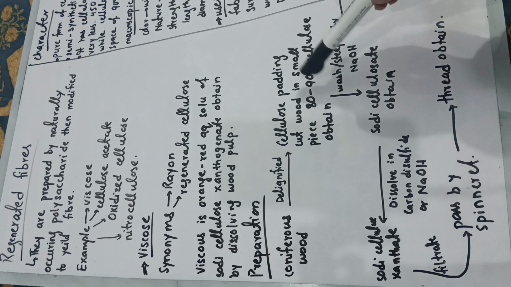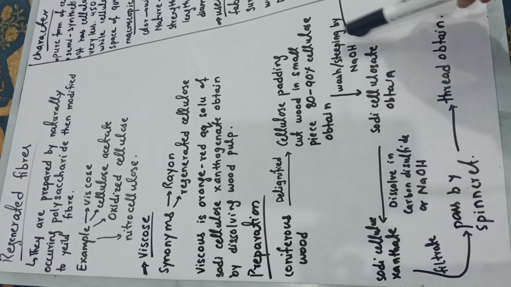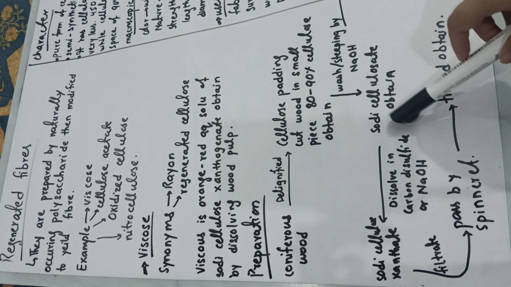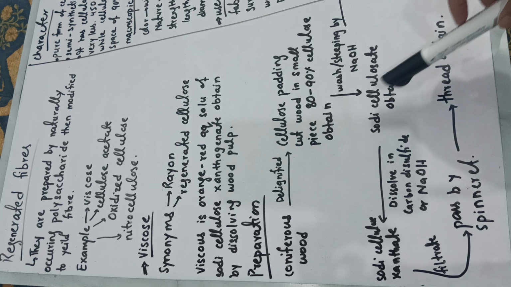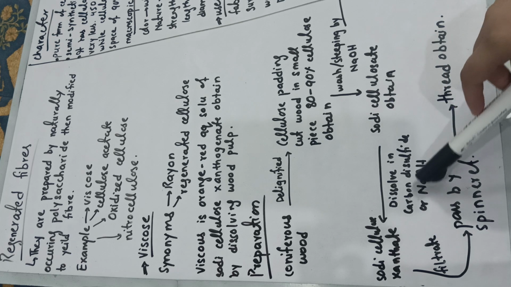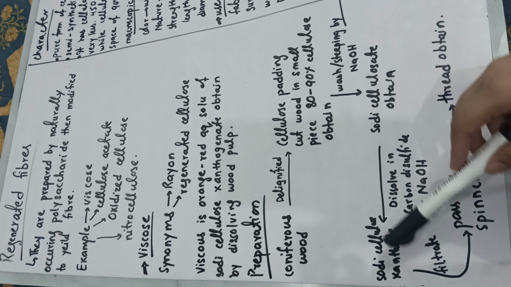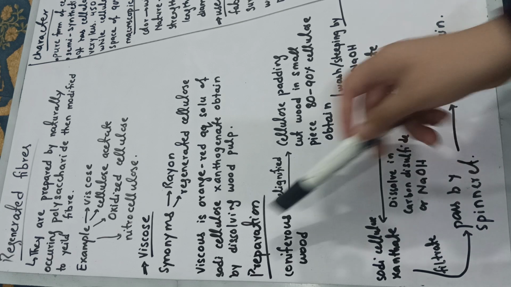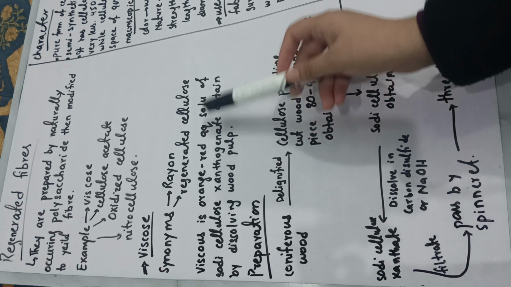In order to make it 100% cellulose, we will wash it. The washing process, or steeping process, is done with the help of sodium hydroxide, and this washing helps us to remove the hemicellulose. After this washing, it converts into sodium cellulose. Now we again dissolve it in carbon disulfide and NaOH, sodium hydroxide, and after that sodium cellulose xanthate is obtained. Sodium cellulose xanthate is the main product, which is the orange red aqueous solution.